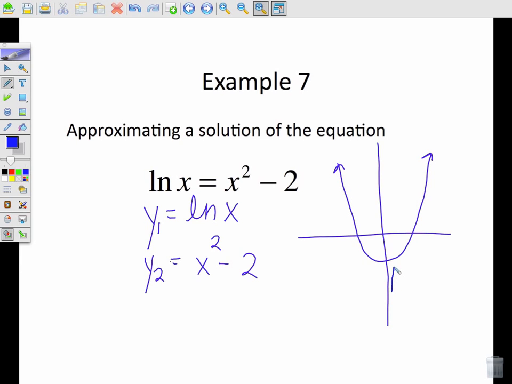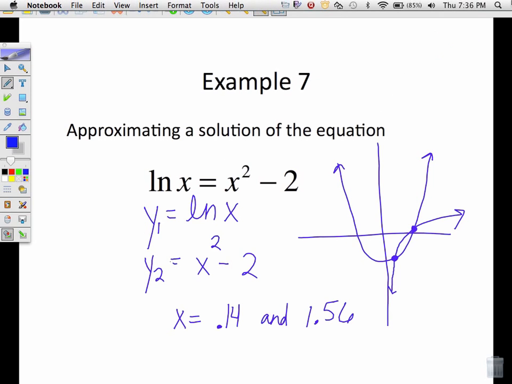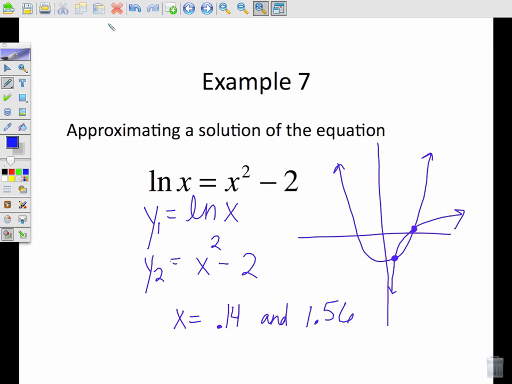You can pause the video and do that. And it's going to look something like this. It's not exact, I'm just giving you an idea. So you need to find both of these intersections. And you can do that by doing the second calculate intersect, and you want to calculate both of them. The two solutions that you will get are 0.14 and 1.56. So sometimes you will use your calculator to graph, and you just have to find out where your graphs are going to cross each other, and those are considered to be the solutions.